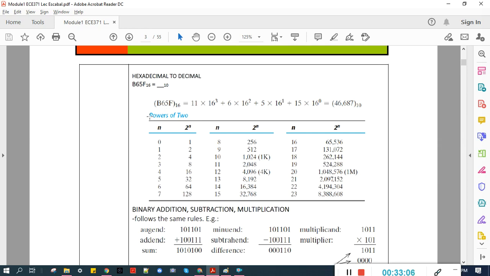It's also nice if you can memorize powers of 2. For example, 2 to the power 7 is 128. 2 to the power 10 is 1024. 2 to the power 12 is 4096.